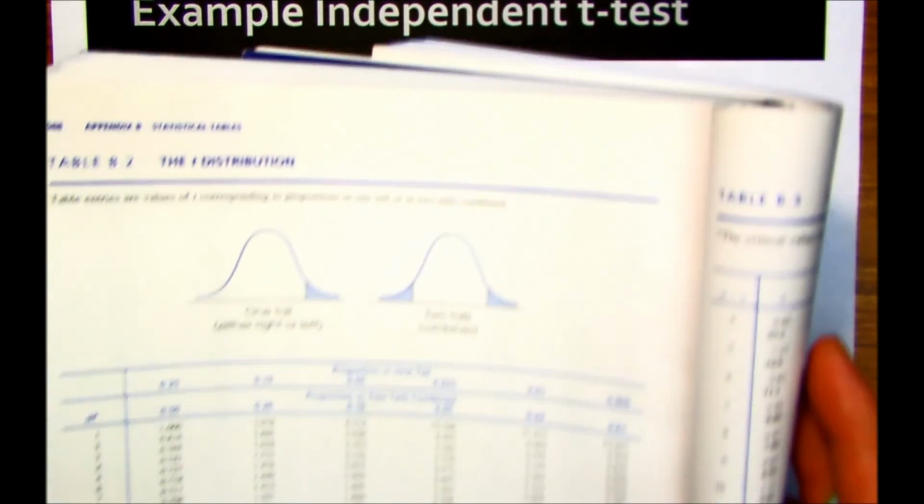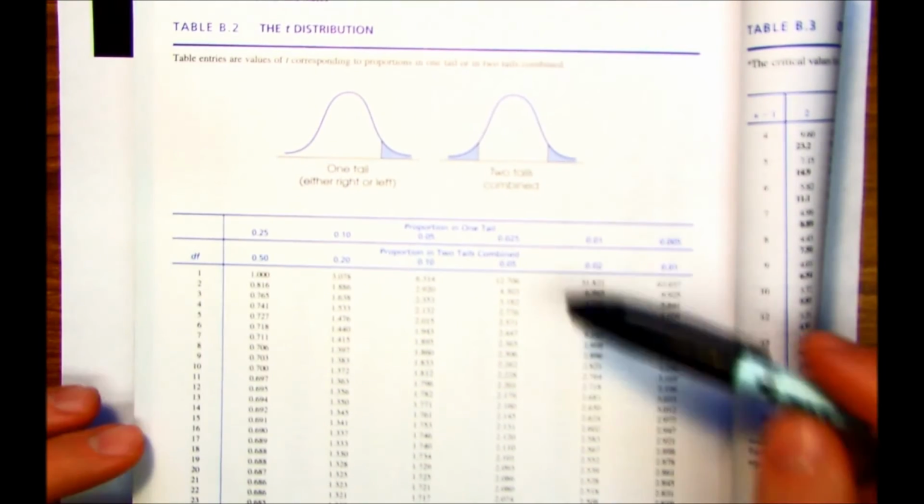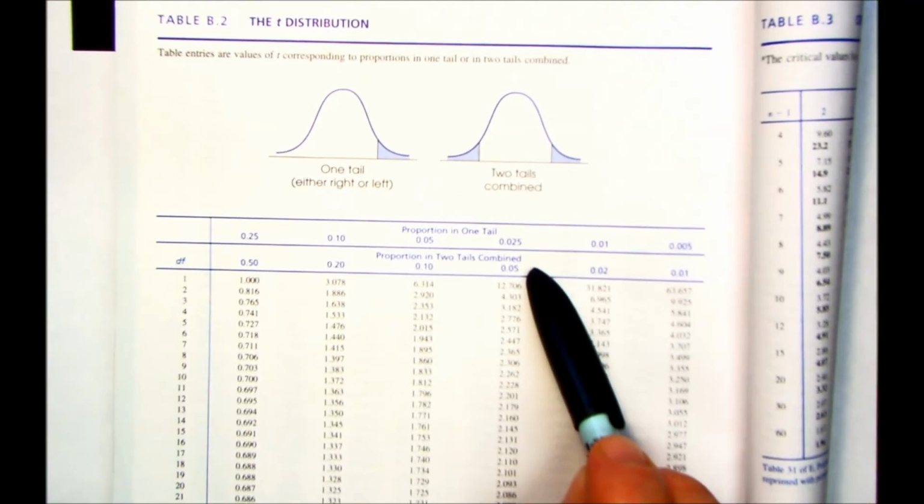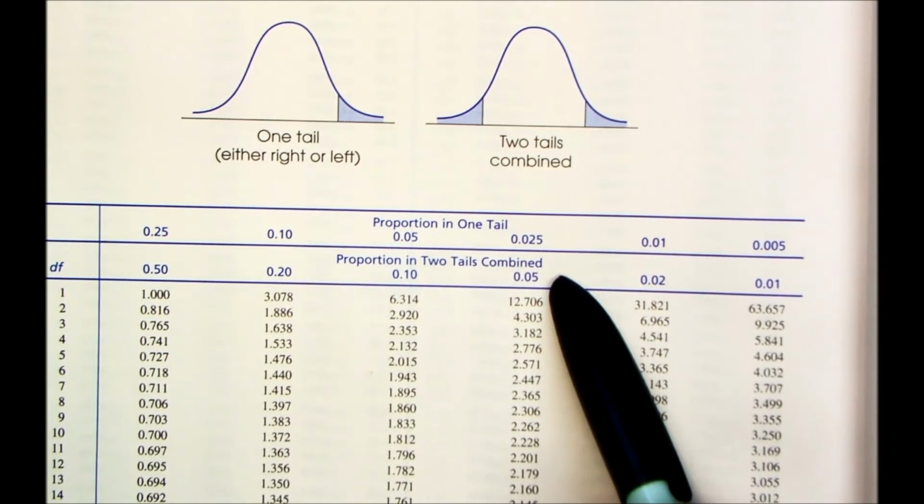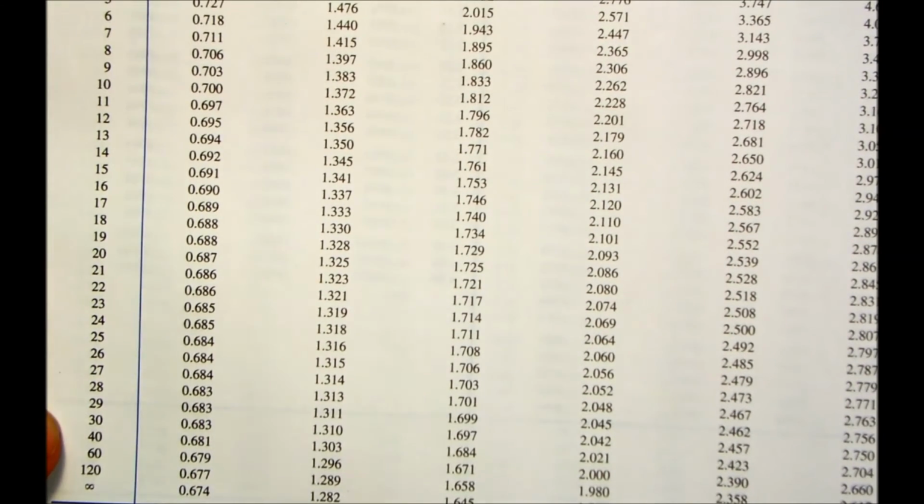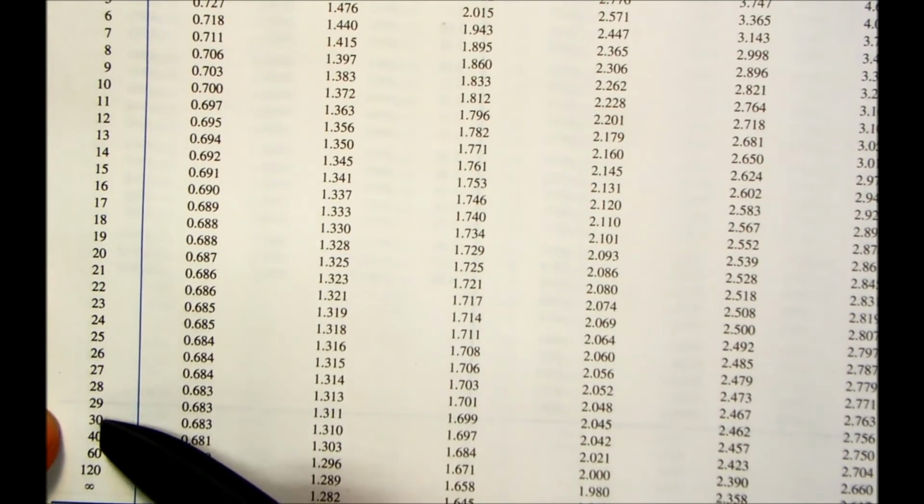And here's our t-distribution. We're in proportion two tails combined, so we're in this column here. And we're going down for the degrees of freedom, and we're looking for 36 for our degrees of freedom. You'll notice over here, if you can see it, there's 30 and there's 40.